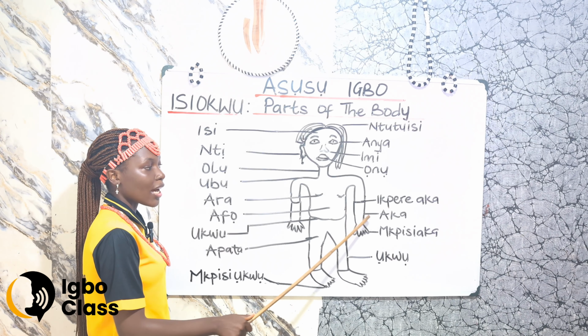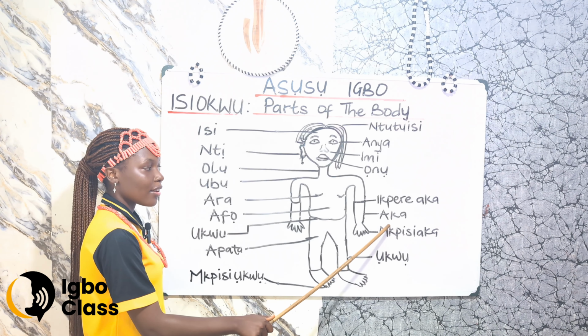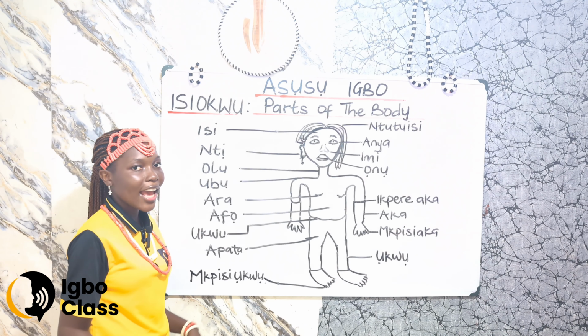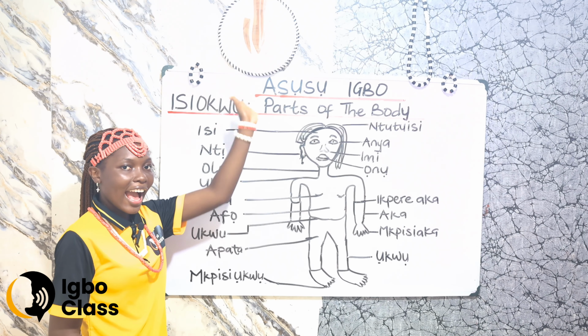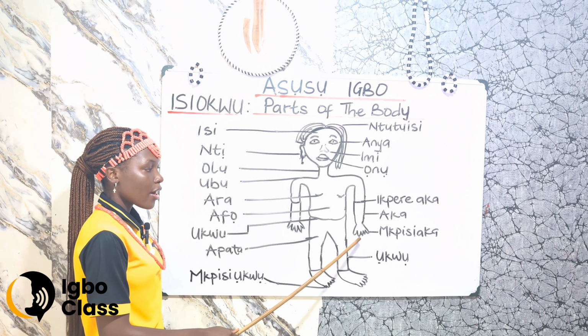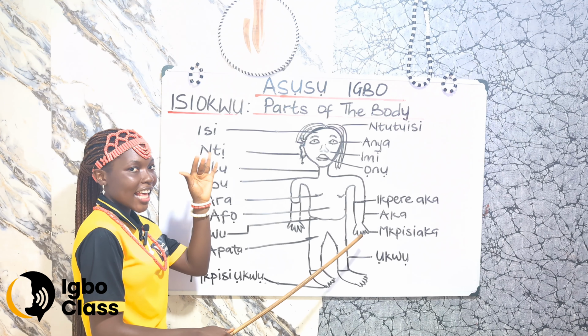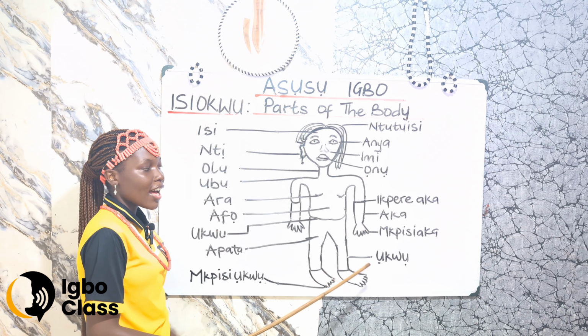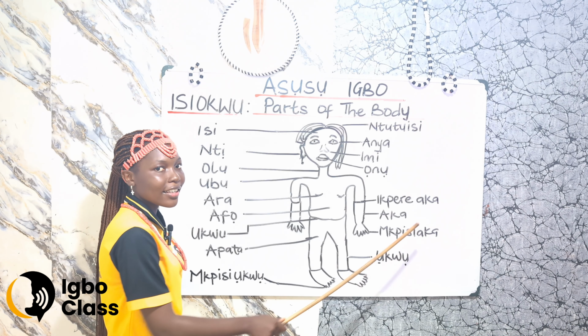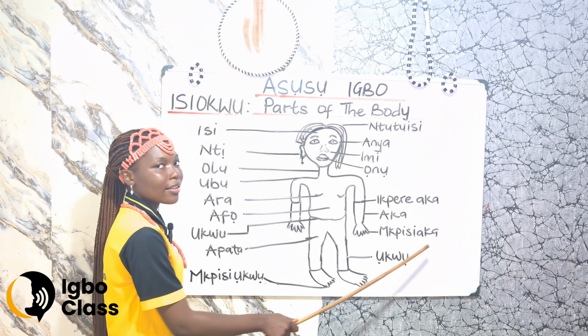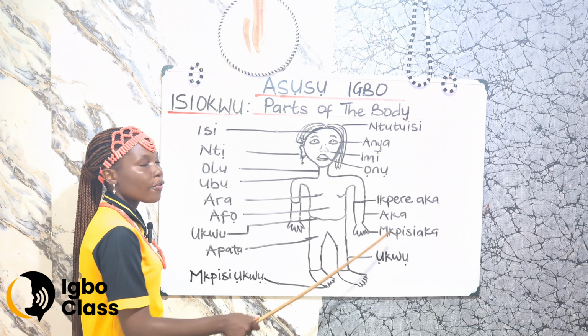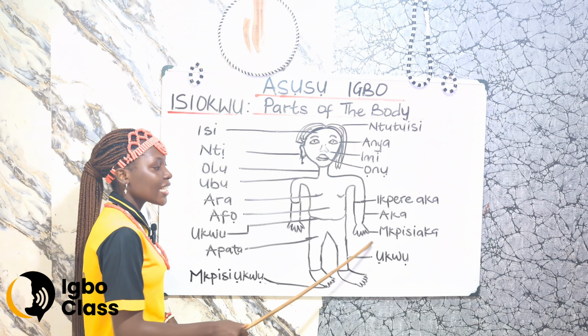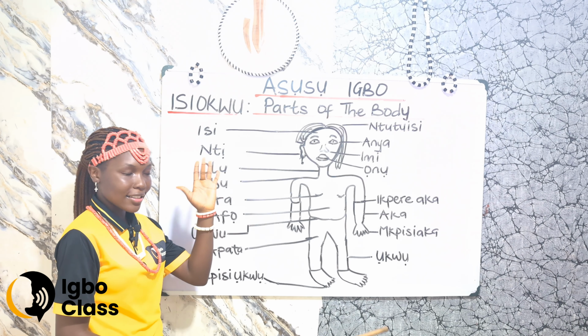We have the hand. Her hand is known as aka. Aka. The fingers. Fingers are known as mkpịsị aka. Aka for the hand. Mkpịsị aka for the fingers.